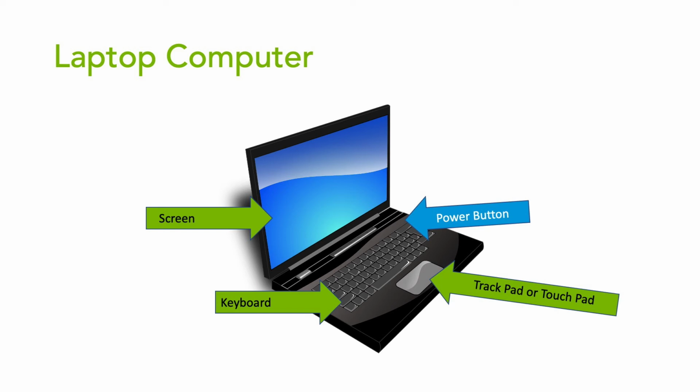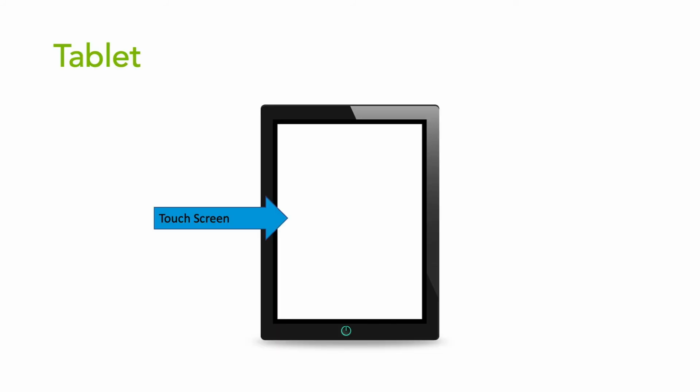A third type of computer is the tablet. It works like a really big smartphone. It has a touch screen instead of a mouse or trackpad or keyboard. You touch the screen to type, and you tap the screen to click. It has a home button for returning to the main screen, and it has a power button, usually on the top right-hand side.